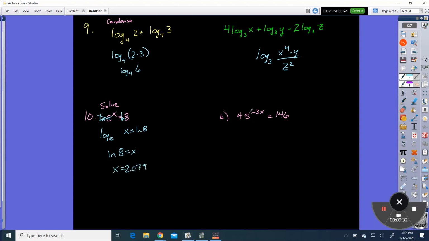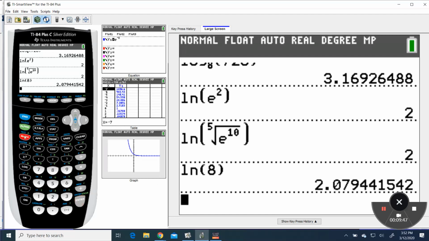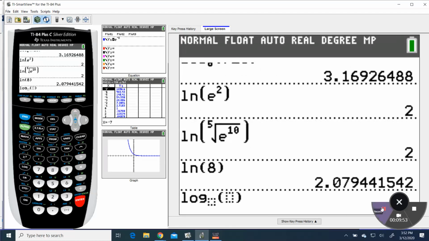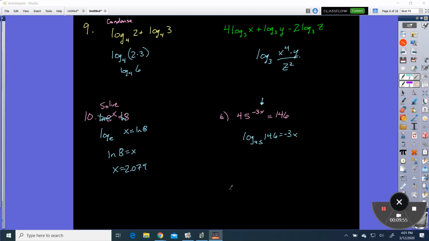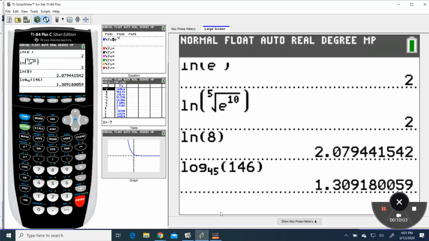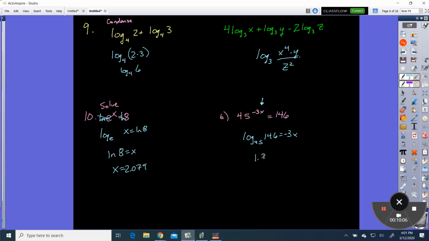is x. On part B, again, you want to get the negative 3x. If it's got a power that's a variable, write it as a logarithm. So log base 45, the answer is 146, equals negative 3x. So now I come to my calculator. I hit math. I go up to A. So now that I've got it here, I'm just going to go to my calculator, log 45, 146. It tells me that it's 1.309. That's 1.309 equals negative 3x. So I divide by negative 3.